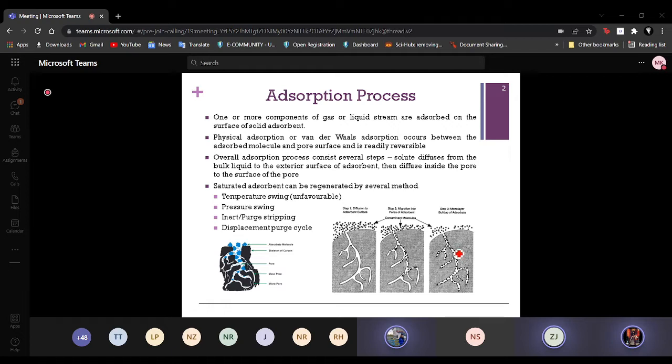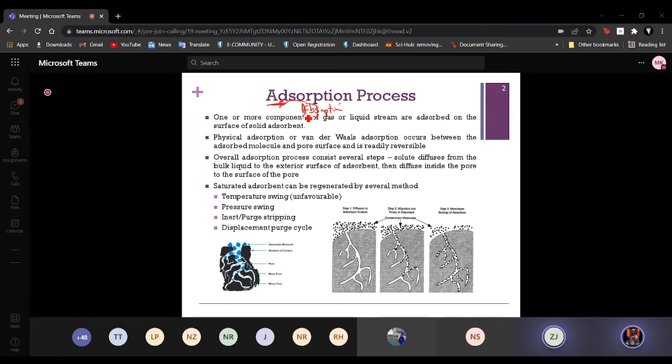So adsorption is basically, if you remember in the unit operation, for those that already took unit operation, you have what we call absorption, AB. The spelling difference is only B and D. That is the difference between absorption and adsorption. So here in separation, we learn about the adsorption process.